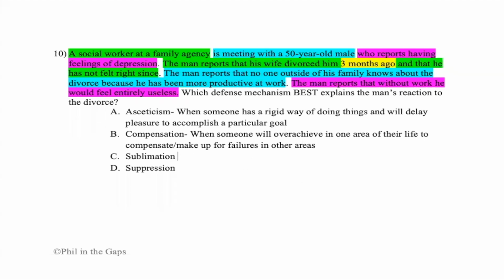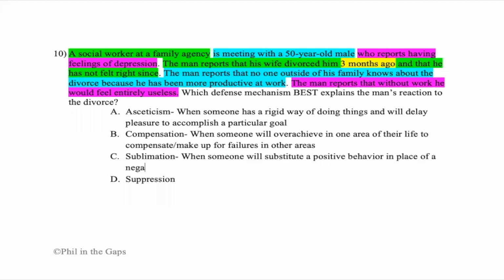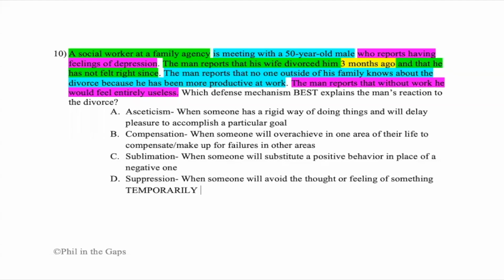areas. C, sublimation is when someone will substitute a positive behavior in place of a negative one. And then suppression is when someone will avoid the thought or feeling of something with the key emphasis of temporarily avoiding it and acknowledging it later. So let's look back at the question to see what we're looking at in particular.